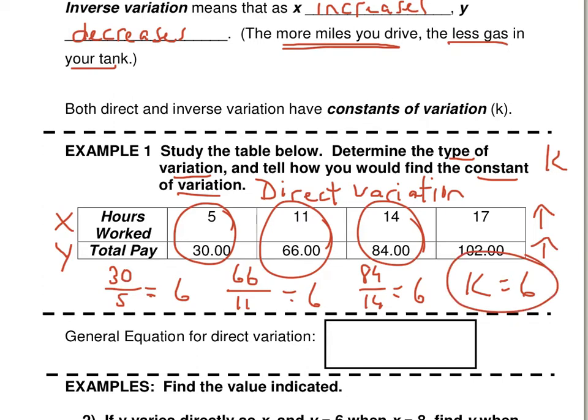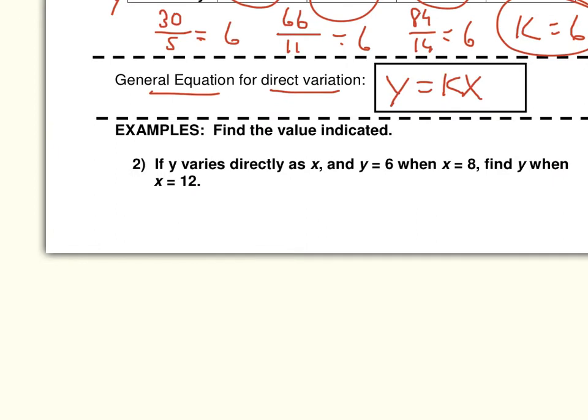The general equation for direct variation, make sure this is in your notes, is y equals k times x. That's your general equation for direct variation. So let's work some problems using this direct variation equation. So write the problem down. This is example 2. If y varies directly as x, so it's telling you that it varies directly, it's a direct variation, and y is 6 and x is 8, find y when x is 12.